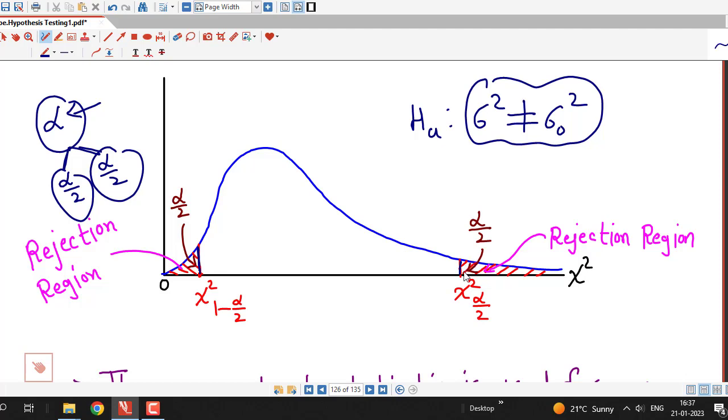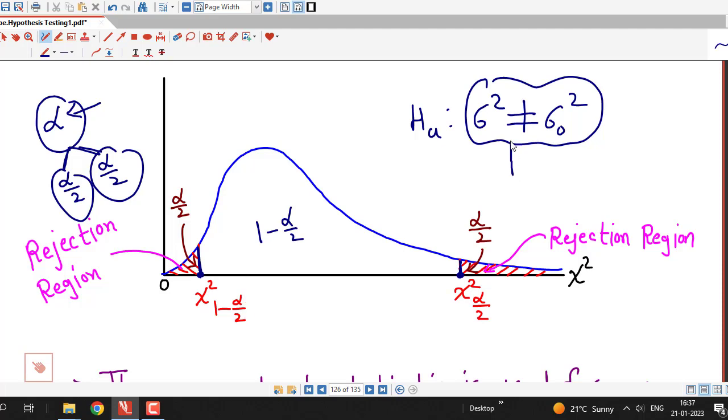Now we know that if the area to the right side of this point is alpha by 2, then this critical value is denoted by chi-square alpha by 2. And because the area to the left side of this point is alpha by 2, the area to the right side of this point is 1 minus alpha by 2. Therefore this critical value is denoted by chi-square 1 minus alpha by 2.